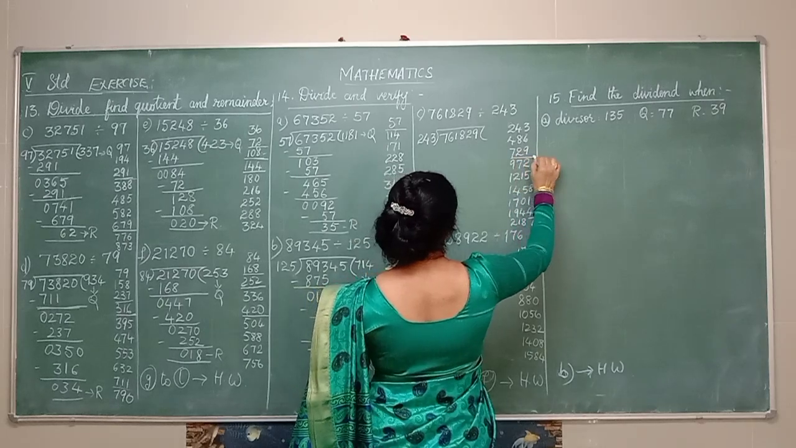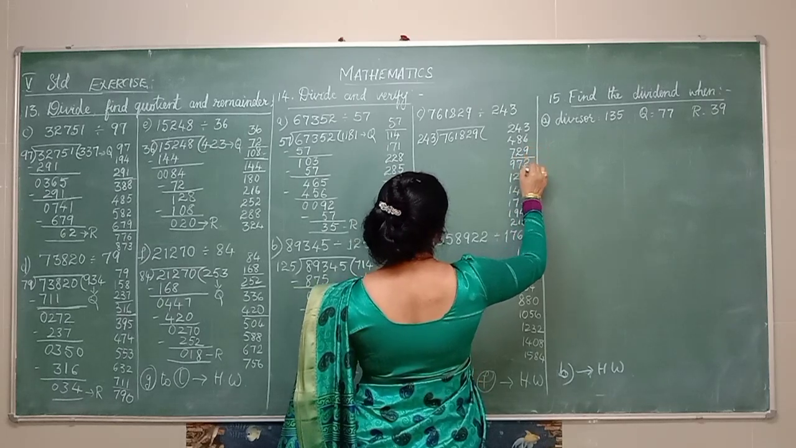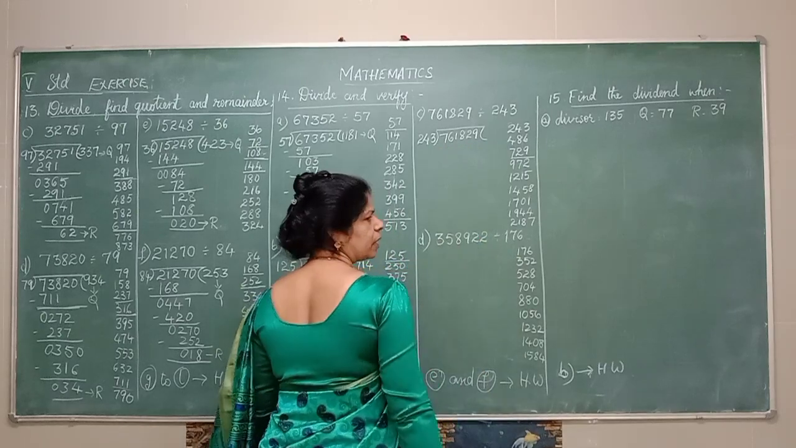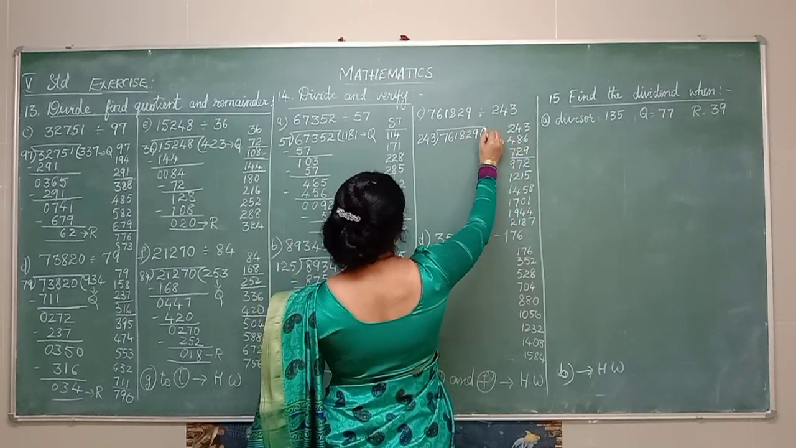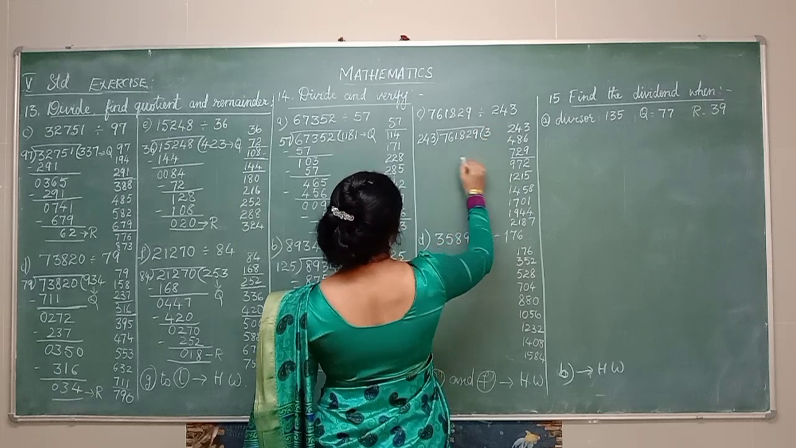Here, in between 729 and 973, 761 comes. So how many times is it? 1, 2, 3. Isn't it? 3 is a.